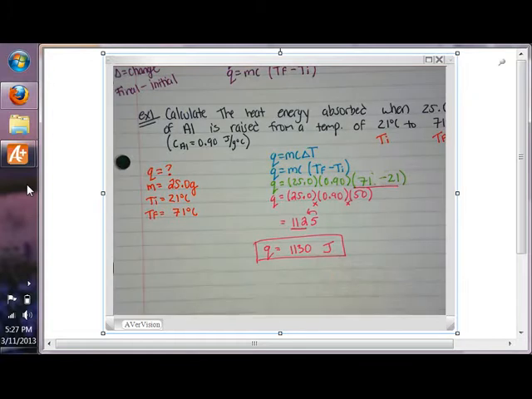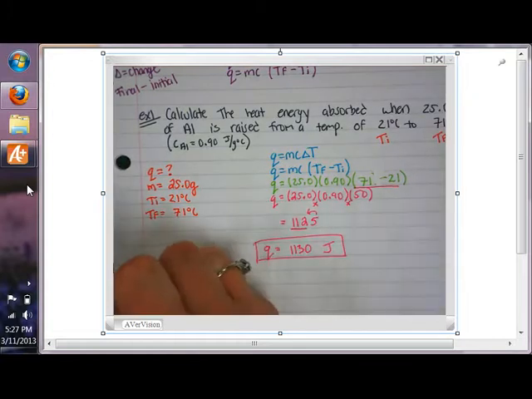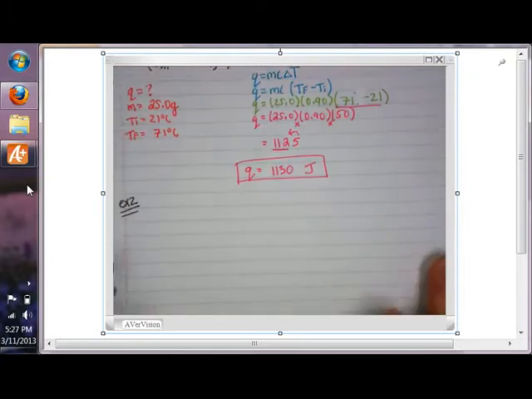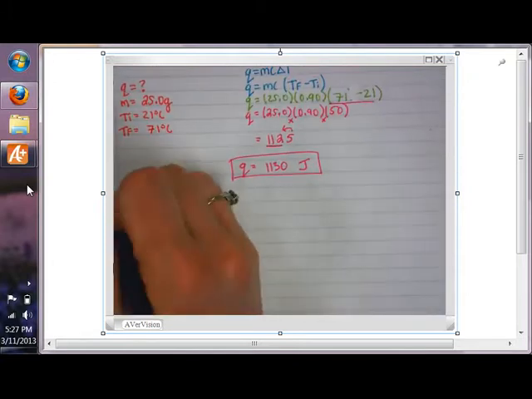Do one more example, and they'll be donezo. Is that something you guys say, donezo? I don't know, I guess I'll have to ask on Monday when I come back.